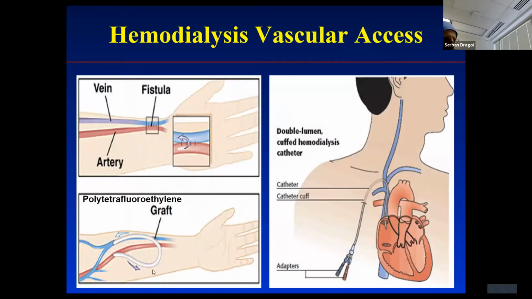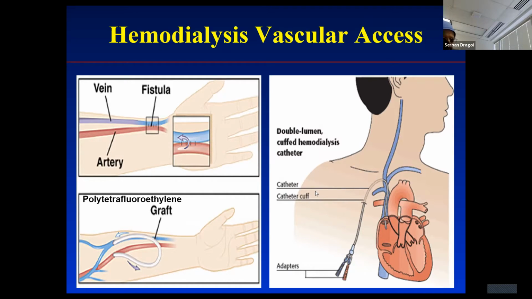Another view here is a graft. It's made of polytetrafluoroethylene, or PTFE. You'll see that in our notes and vascular surgeon notes. When we talk about grafts, we say PTFE. Graft is the material it's made of, and this is a native material. It's a vein and an artery of the patient.